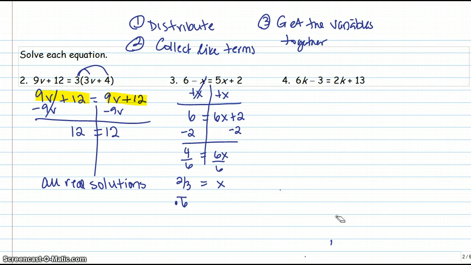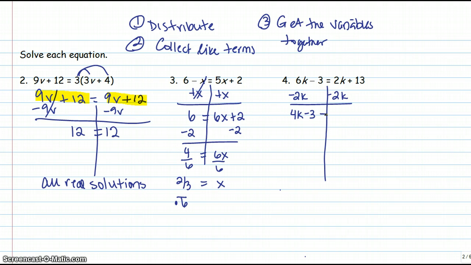Alright, last equation here. No distributing. I do not need to collect like terms. Let's get the k's together. So I'm going to subtract 2k on both sides of this equation. That way I have 4k minus 3 equals 13. I then will add 3 to both sides. And I've got 4k equals 16. Divide by 4. Therefore, k is going to equal 4.